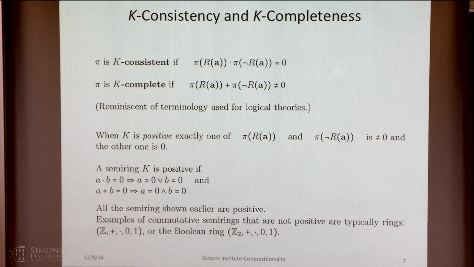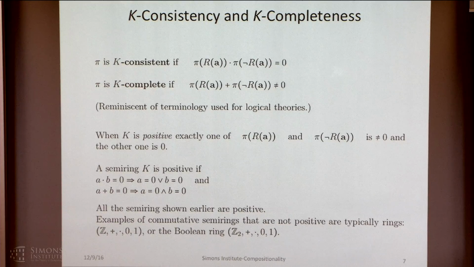Let's think of natural numbers. And it turns out all the semirings that I've shown earlier are positive. Semirings which are not positive are basically rings, like the integers, or the integers mod 2, the Boolean ring. But it's not clear what the interpretation in those particular semirings would give us, and so I have nothing intelligent to say for the moment, but who knows? So in a positive semiring, when I say the interpretation is consistent, one of these two must be zero. So that's good. I'm not going to make both of them potentially true.